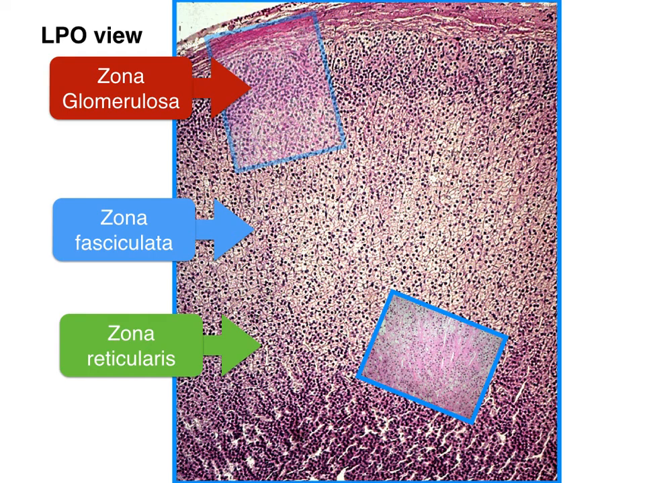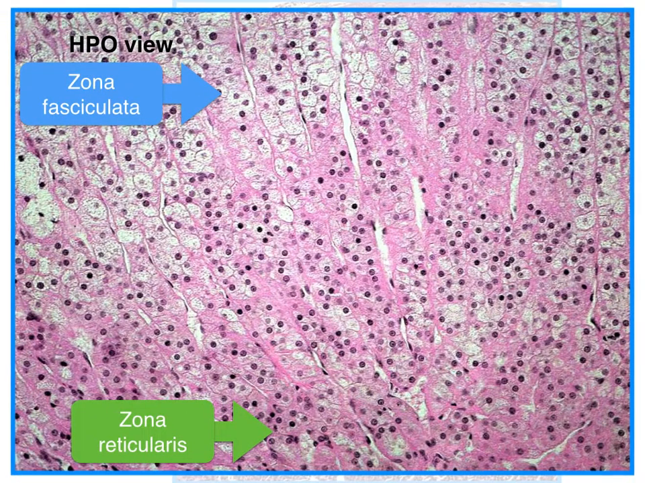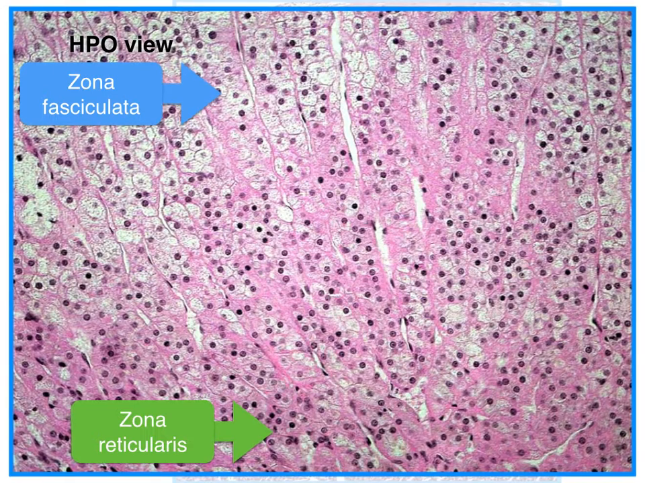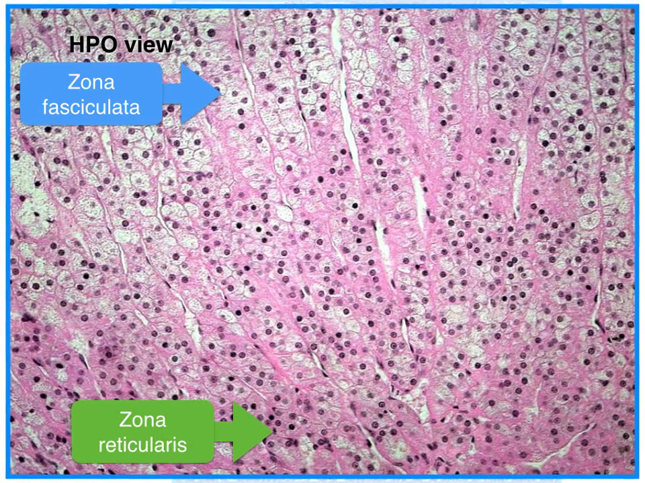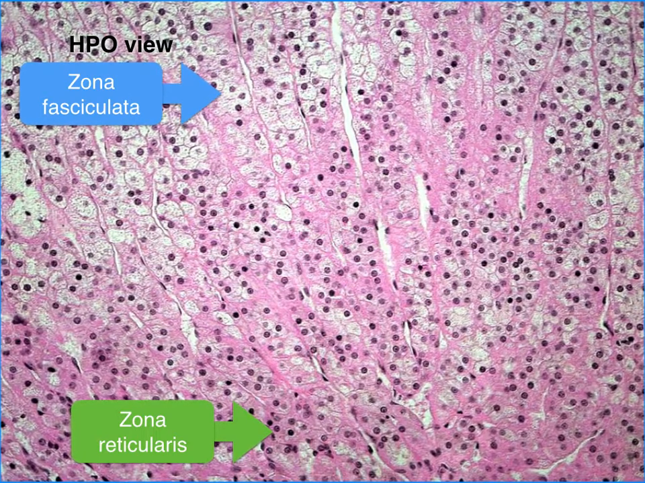The deepest sublayer of the cortex is the zona reticularis. The zona reticularis is the innermost layer of the adrenal cortex. Cells in the zona reticularis stain deeply. This region produces androgens.